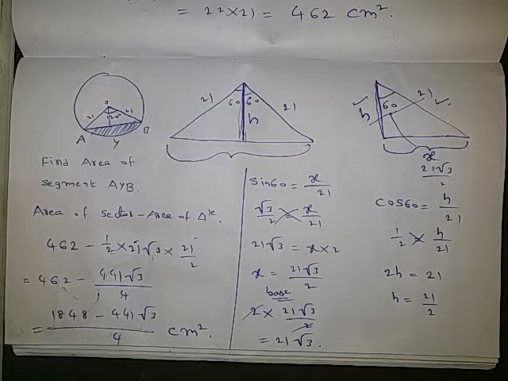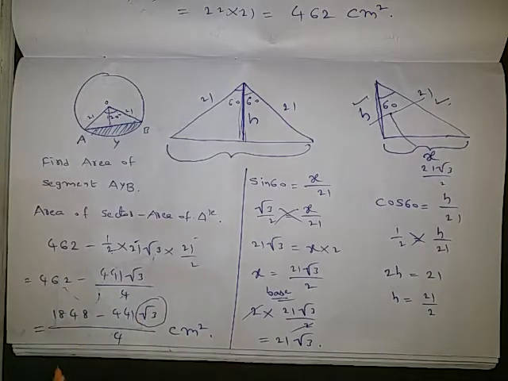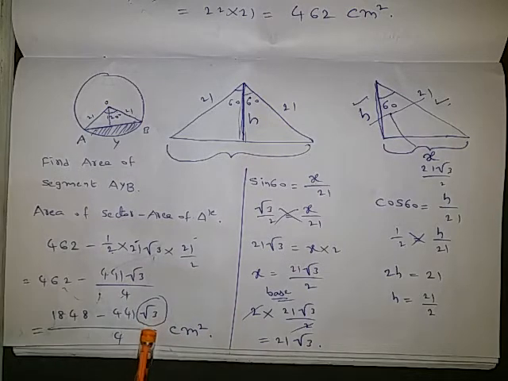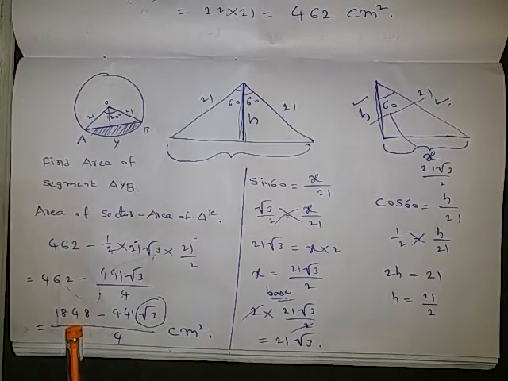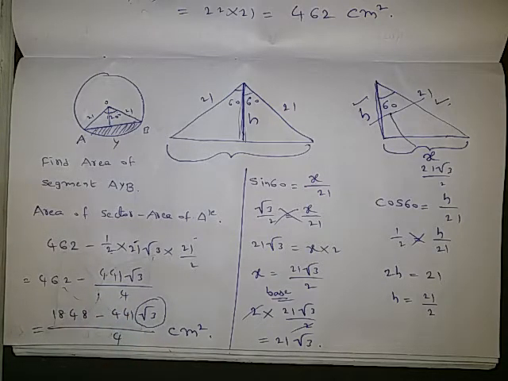In case the question says to use the root 3 value as 1.732, substitute that 1.732 in the place of this root 3 and do the multiplication. That answer you subtract from 1848. That final answer you divide by 4. You will get the area of the shaded part. Okay, then let's move to the next question.